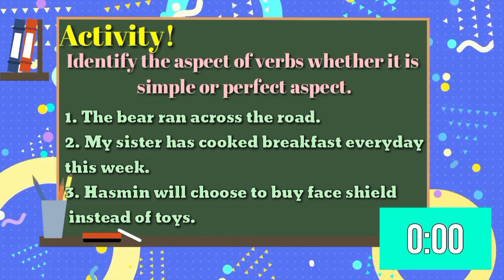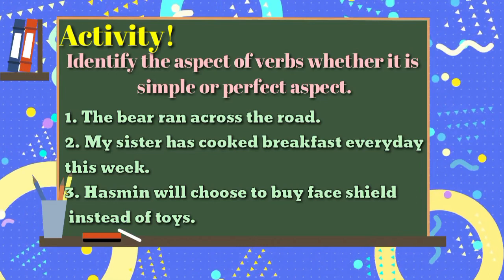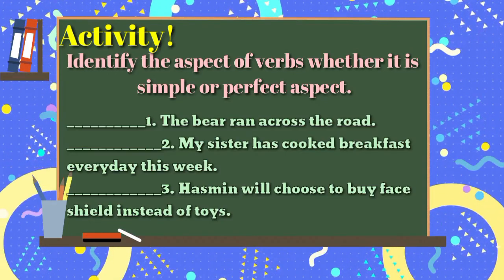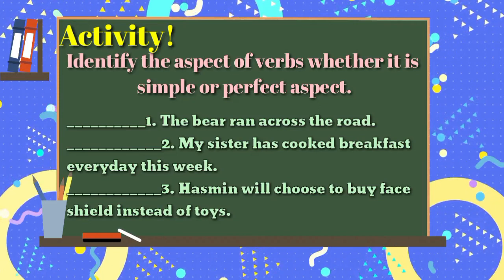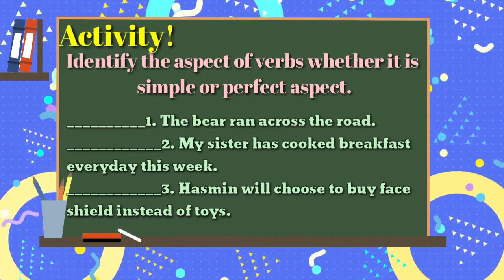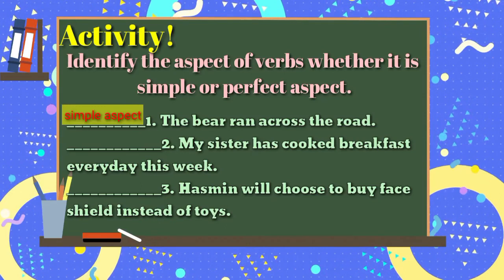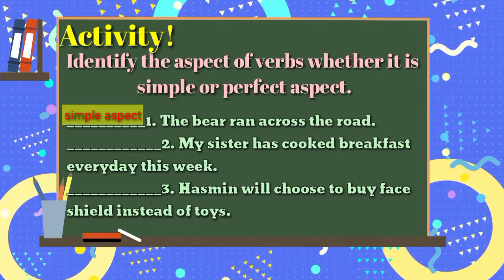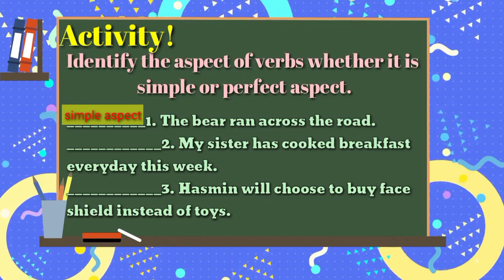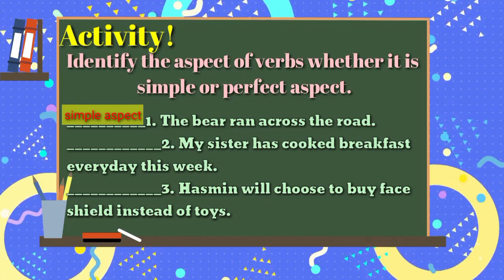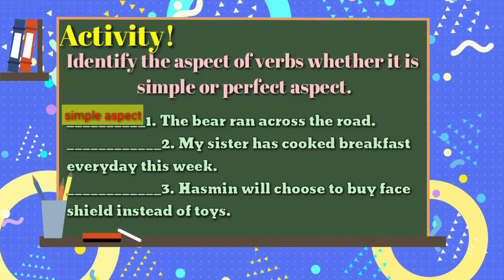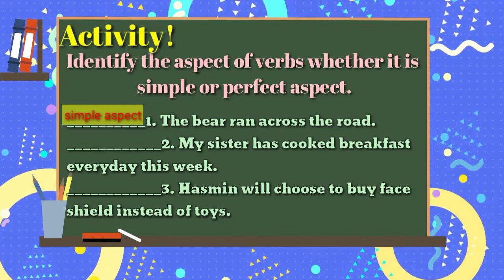Time's up! Let's find out if your answers are correct. What is your answer in number 1? Very good! The answer is simple aspect. In number 1 sentence, the bear ran across the road. It expresses an action that was completed in the past, and it falls under the simple aspect of verb, which is in the past tense.